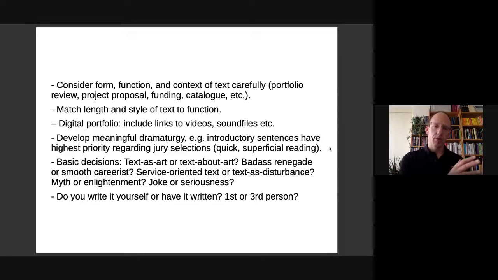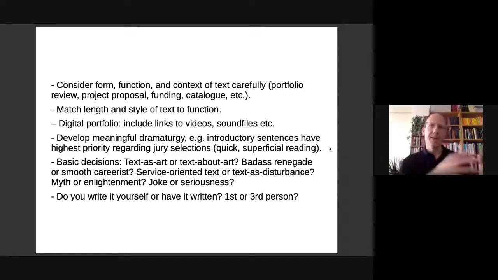And then again, as I mentioned in the beginning, there are some basic decisions to be made. Do I include texts that are art themselves, that are part of my artistic practice, that extend my persona? Or is it really just a text about art? Do I want to have a nice, clear, coherent, maybe scholarly text? Or do I want some badass renegade stuff in there that really makes people think, what is it? That can be exciting, and you can stand out amid all these smooth careerist artists who submit their portfolios to a jury review.